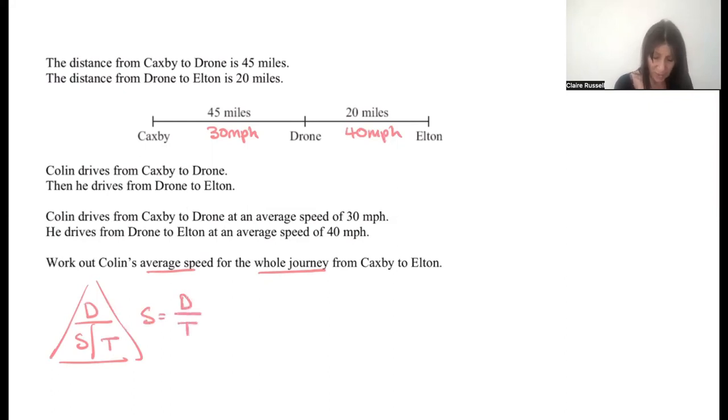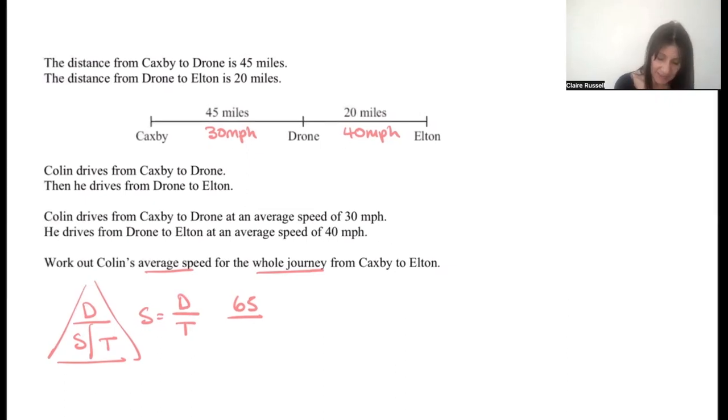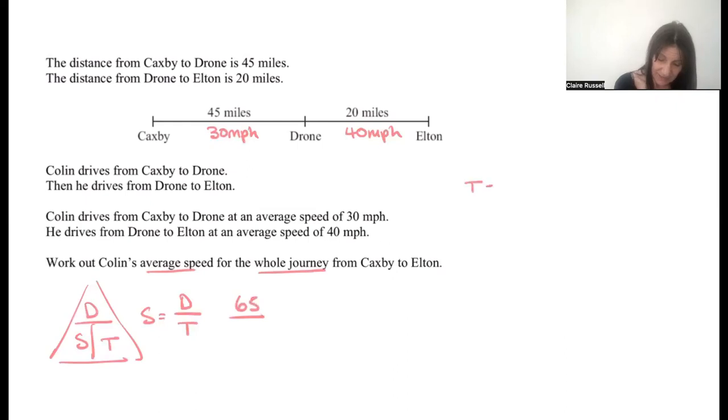And it's really, really important because I want it for the whole journey that I have the total distance, okay, which I do have in my story already. So 45 plus 20 is 65 over the time. And time is what's missing. Time is what I'm going to need to find. So I've got to do each bit separately. I can't do it in one go. So time is equal to distance divided by speed.